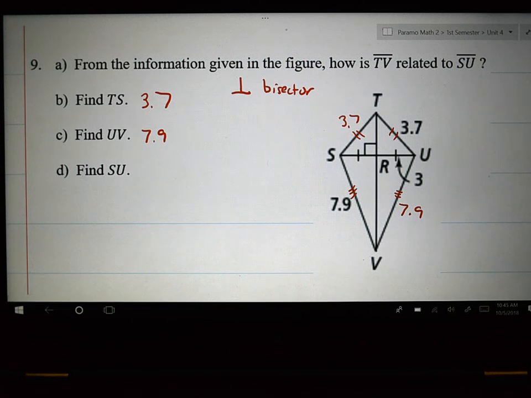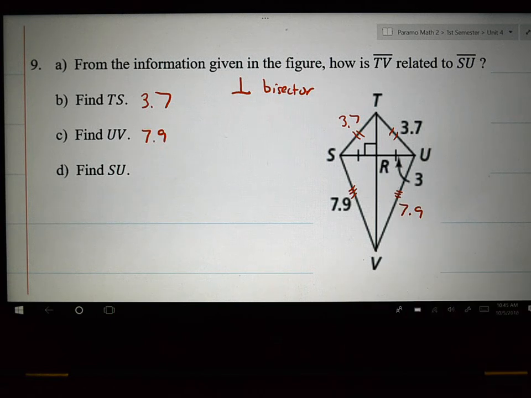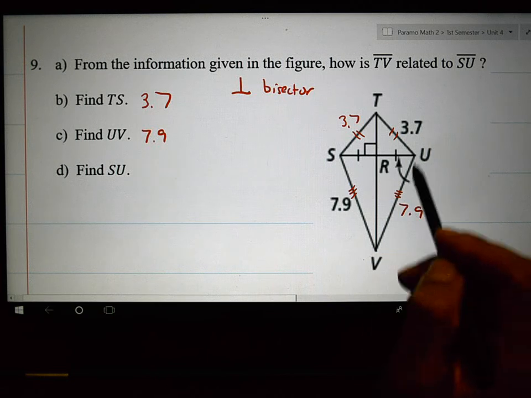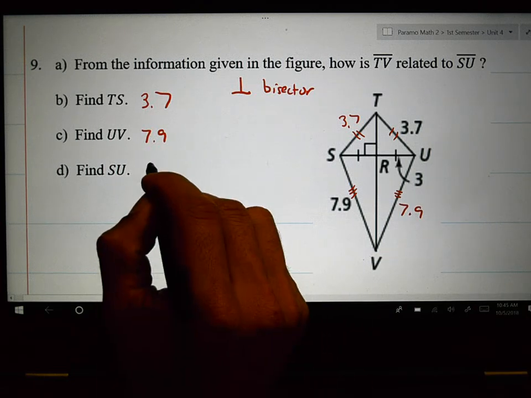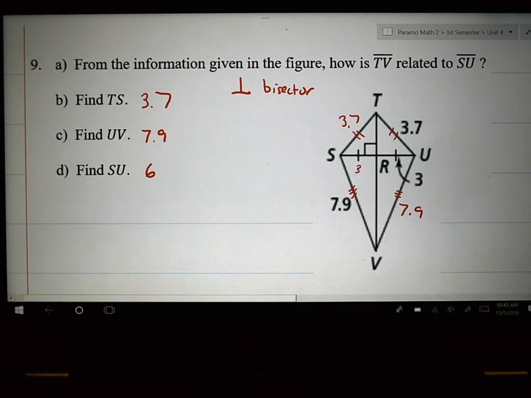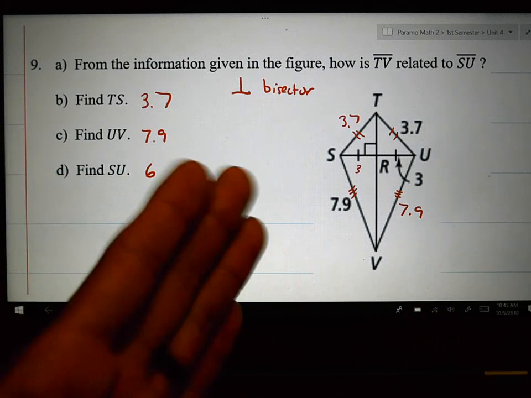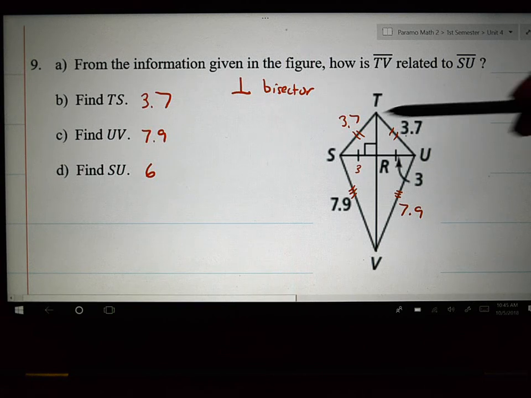Lastly, SU. They've given you RU's length. There's a little arrow that says RU is 3 units long. So SU has to be how long? A 3 and another 3 together makes 6. Awesome. And a lot of the problems are just going to be dealing with, do you know that things are the same distances on both sides? That's what this shape is. It's a kite. The top is the same on this side and this side. The bottom is the same as this side and this side.